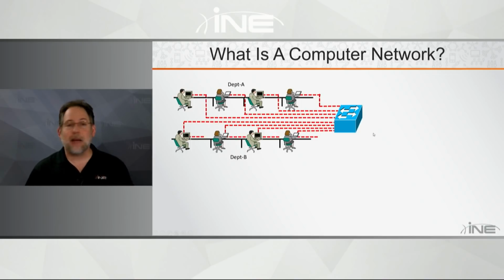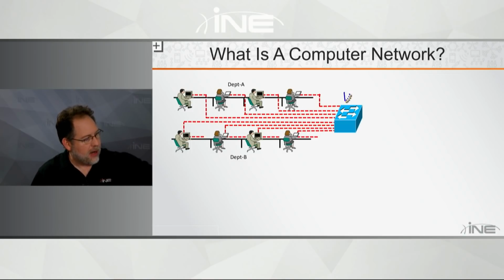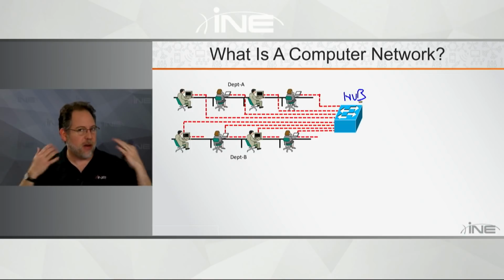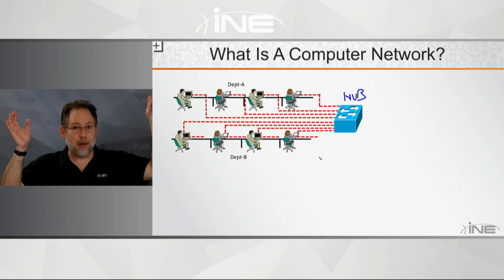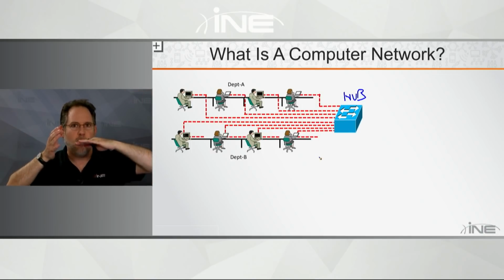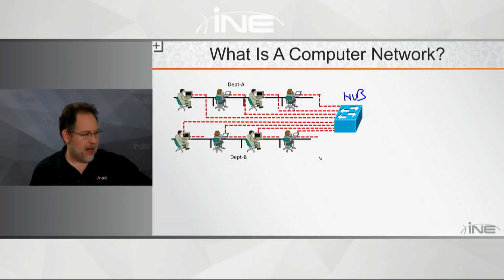There were a couple of options as far as what that device could be. If that device was something called a hub, that was a very early networking device. Basically what a hub did is it connected these two cables together. It took two physically separate networks and joined them into one. So now everything that Department A put on the wire was seen by Department B, and everything Department B put on the wire was seen by Department A.